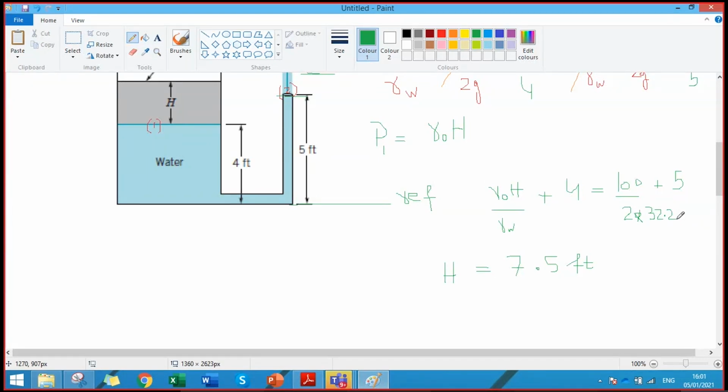What's your answer? Sir, 3.17. No, it should be 3.18. 100 divided by 2 into 32.2, plus 5 minus 4, and then we'll have 2.55 into 62.4 divided by 50, which is 3.18 feet, right?